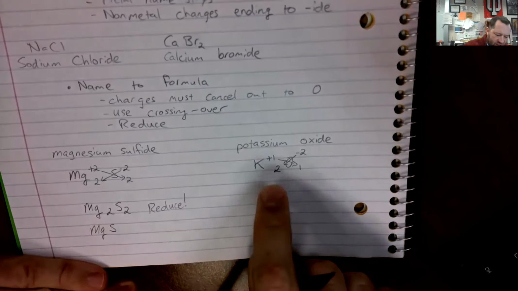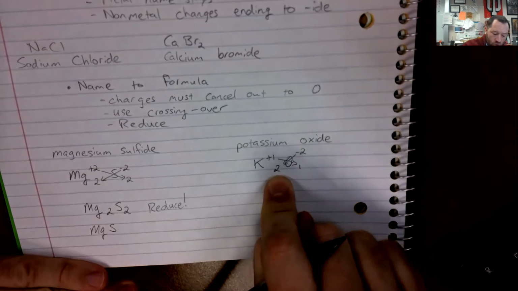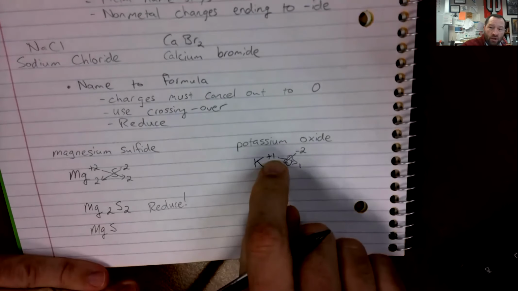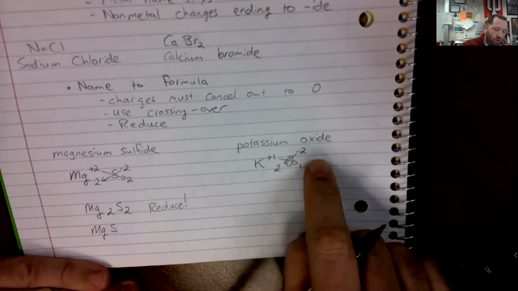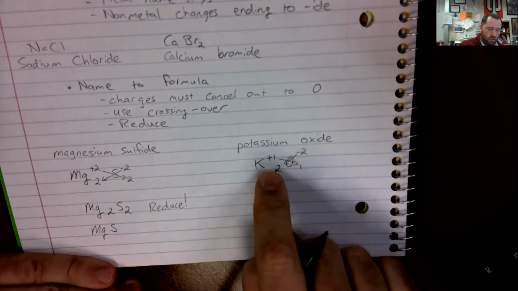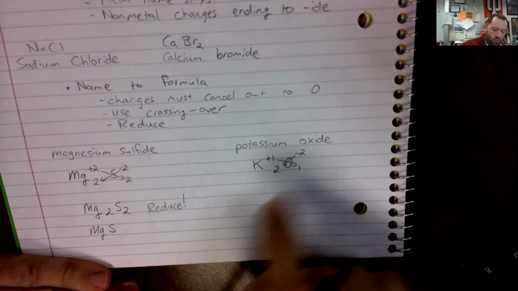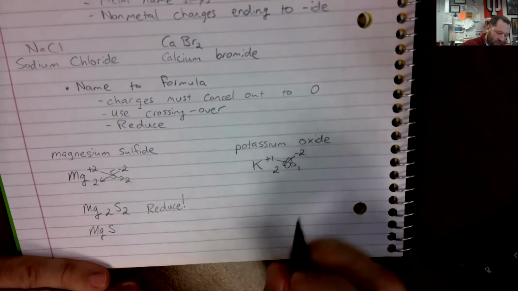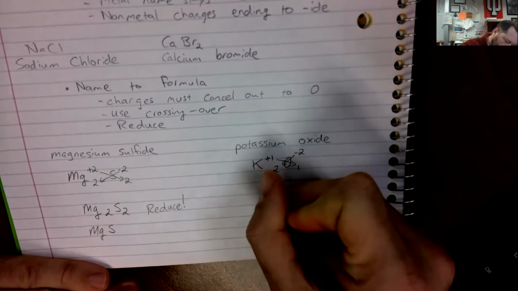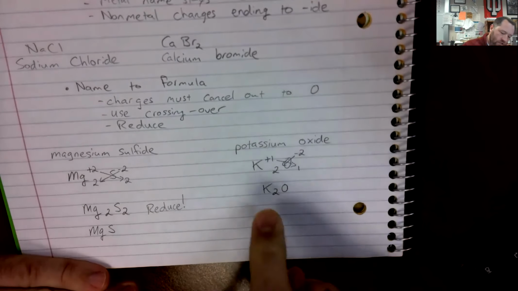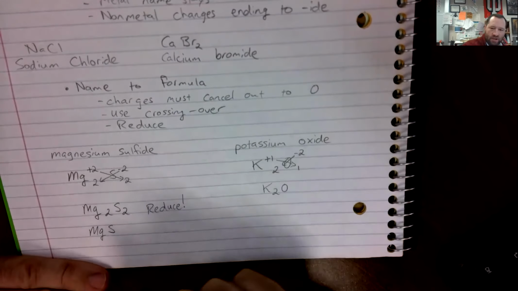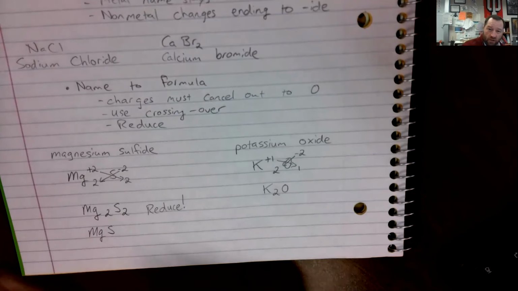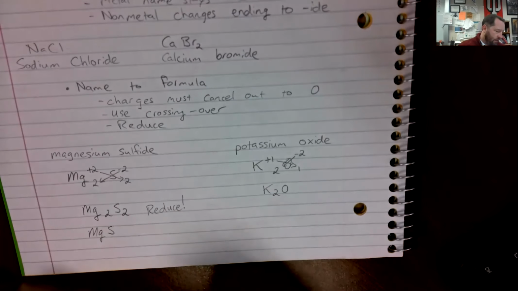But what this is telling us is we're going to need 2 of our K plus 1s. That'll give us a total of +2 to cancel out our -2. So 2 +2s will cancel out our 1 -2. I'll clean this up again, rewrite it, K2O. K2O is potassium oxide. Can't reduce that any further. We've got a 1 in there. So that is potassium oxide.